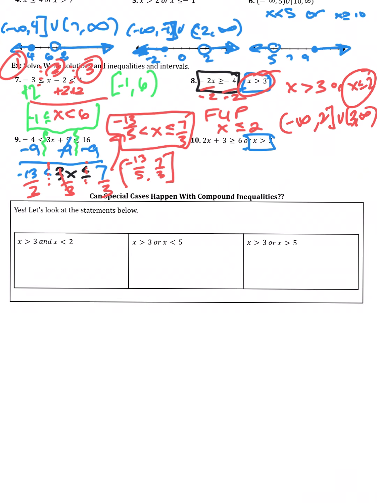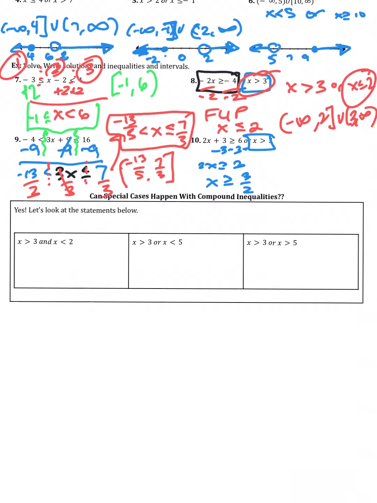All right, hopefully you've had time to solve this. We're going to subtract 3 from both sides. 2x is greater than or equal to 3. So x is greater than or equal to 3 over 2 if we divide both sides by 2. So this says x is greater than or equal to 3 over 2 or x is greater than 3.